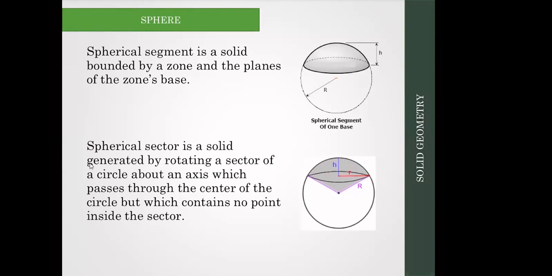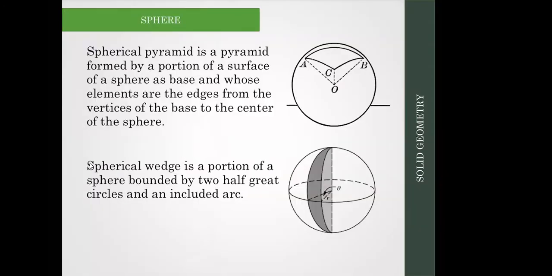Okay? And then, we have the spherical pyramid. A spherical pyramid is similar to the spherical triangles we solved before, whose elements are the edges from the vertices of the base to the center of the sphere. Okay? Then, a spherical wedge is when we slice a portion of the watermelon again. That slice portion, which has two half circles, is what we call a spherical wedge. Okay? So, I think that's it for our conceptual part.